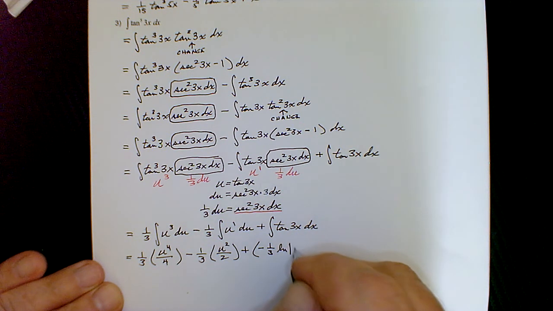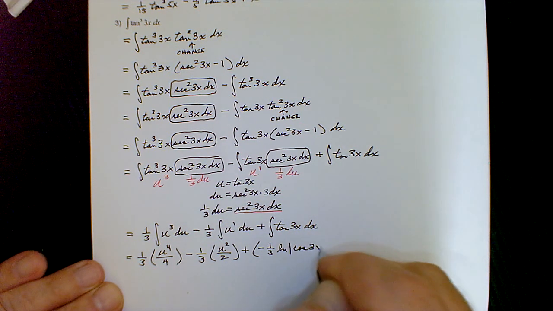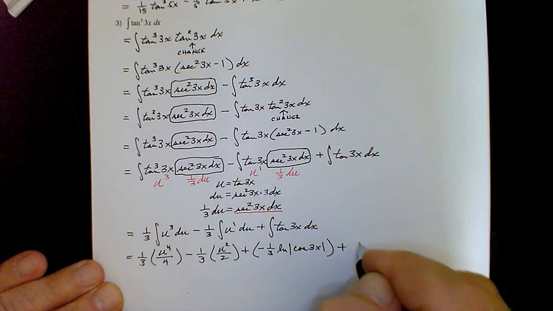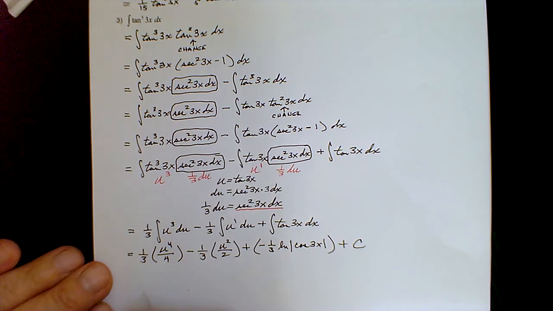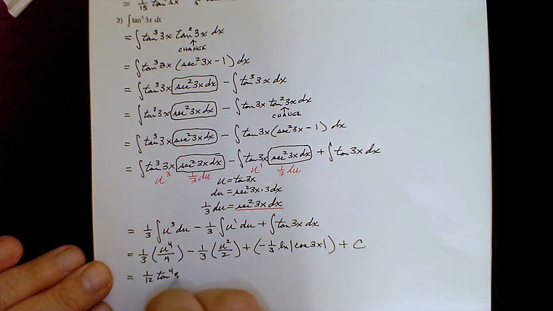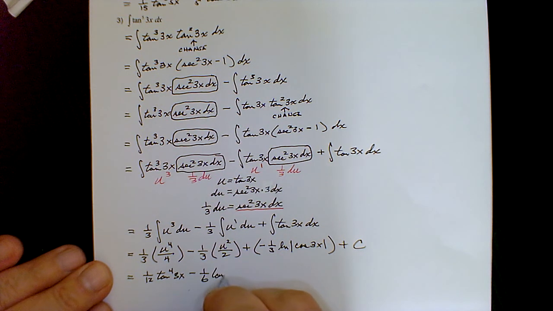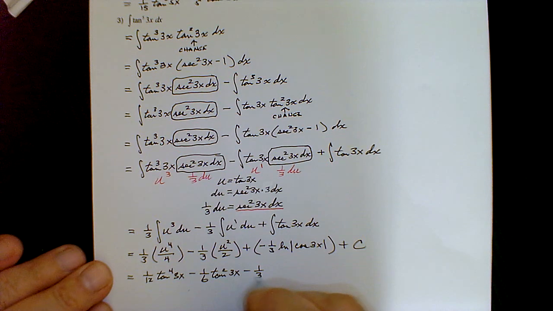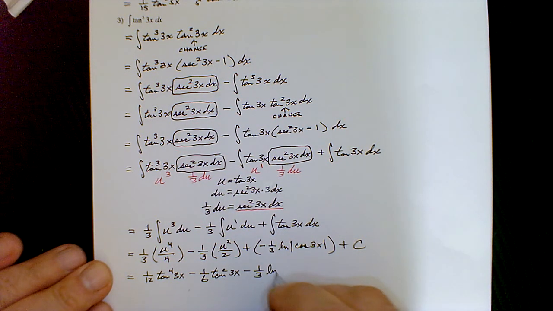And so finally, I guess I'll put back my u's. You could write a little note if you want, but easy enough. So 1/12 tangent to the fourth of 3x, minus 1/6 tangent squared of 3x, and finally minus 1/3 natural log absolute value cosine 3x, and then plus a constant.